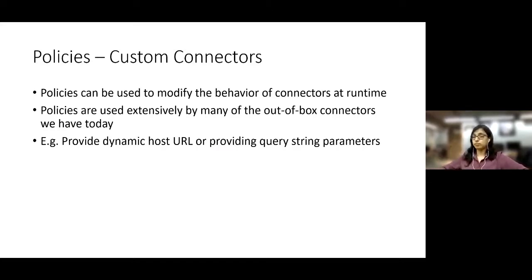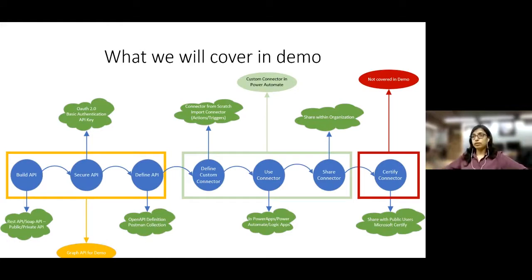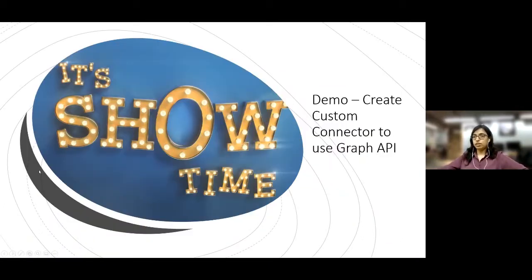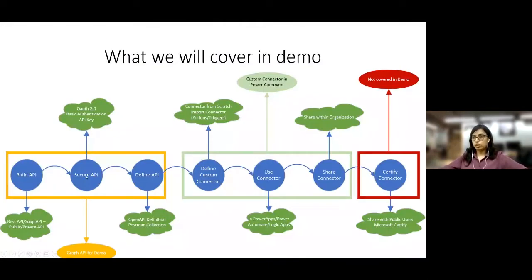All right. So what we'll cover in the demo: we will not build, secure and define the API, as we are using Graph API. We have an API already built for us, so this yellow part we are not going to do. We are using Graph API and then we define the custom connector, use the connector, and share the connector. This is what we are going to do in our demo.